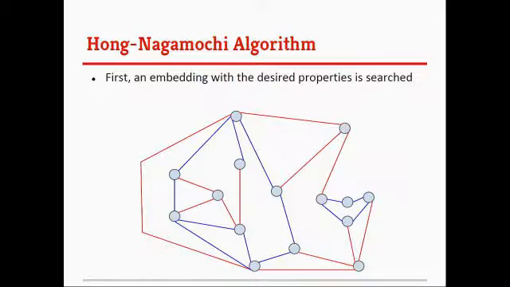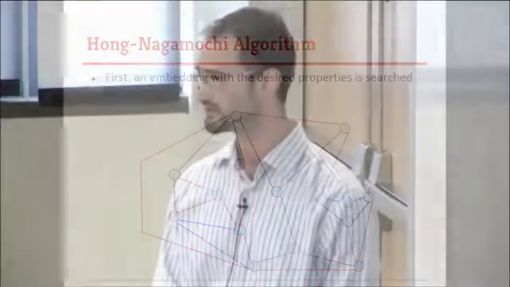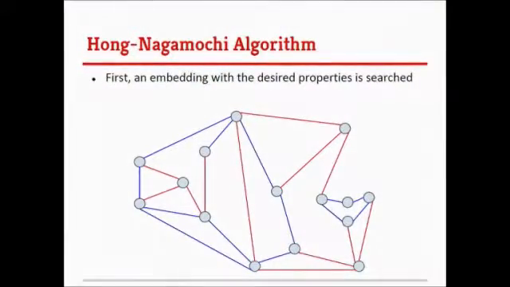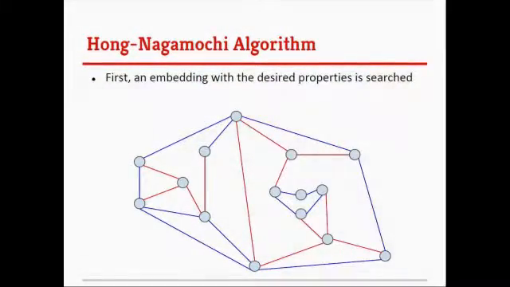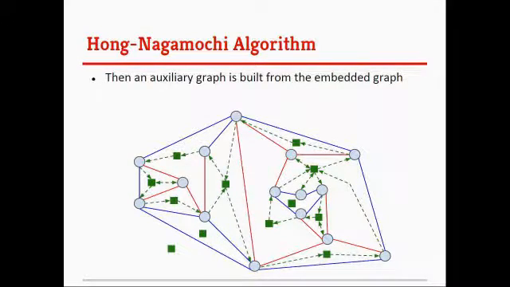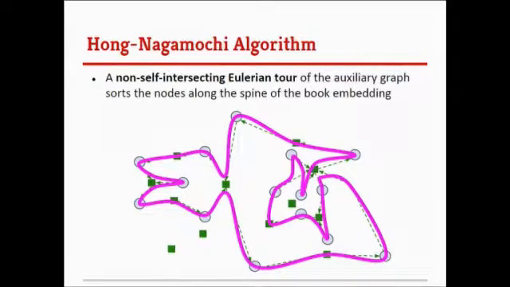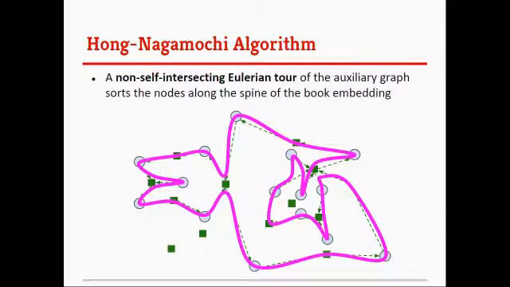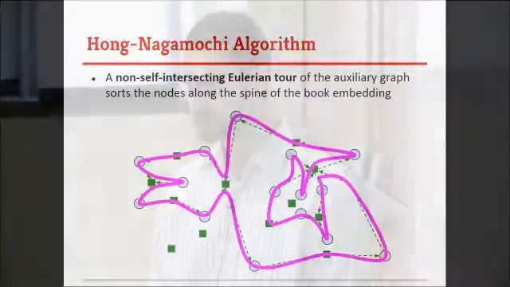Now I will give you a very fast overview of the whole algorithm, so don't worry if you don't get all the details now. Let's say we have a graph, and the algorithm starts by searching for an embedding for it. When one is found, the auxiliary graph is built from it. And finally, the Eulerian tour gives the ordering for the nodes. The Eulerian tour must be non-self-intersecting, meaning that it is possible to draw it without crossing the already drawn line.